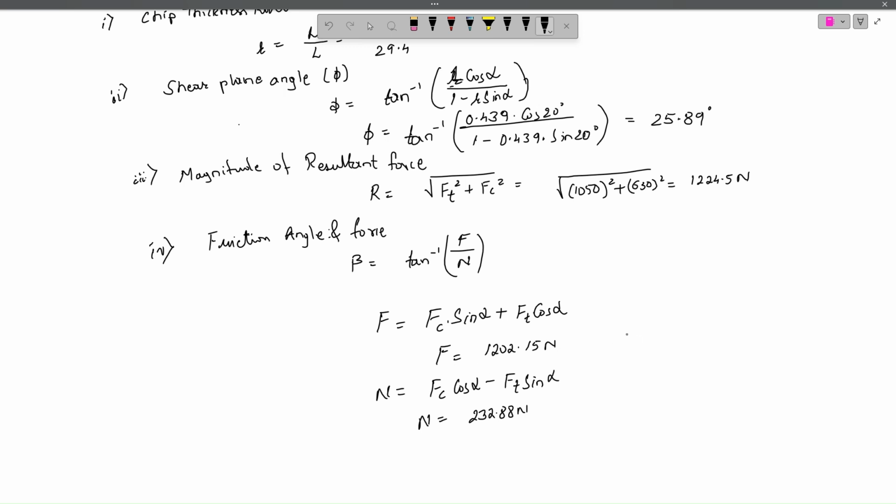The tan inverse of the ratio of these is going to give us the value of the beta angle. So tan inverse of the ratio of the friction force, that is 1202.15, divided by 232.88 is going to give the value of the friction angle, which is equal to 79 degrees approximately.